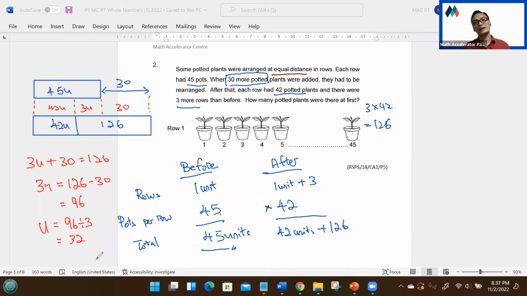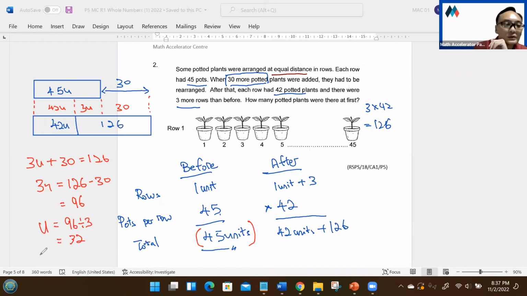Now the question is asking us for how many potted plants were there at first. Let me highlight this part. Can you work out for me how many potted plants are there at first? I've already given you the clue already. Just look it up and let me have the answer. Right, Mikhail, you're correct. Douglas, you're fine. Your answer is similar to mine.